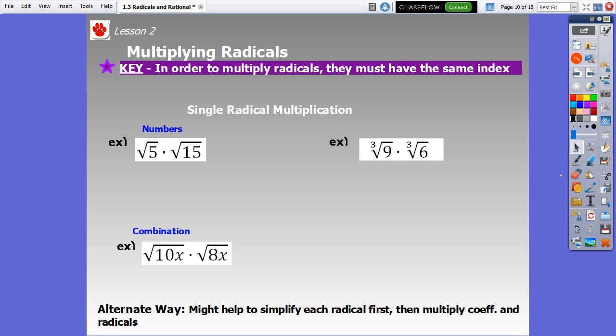Okay, we just finished up lesson 1 in the previous video in 1.3. So now we're going to do 1.3b. This will be a little bit quicker than the last one, which was a little lengthier. We had a lot going on there. But let's take a look at multiplying radicals.